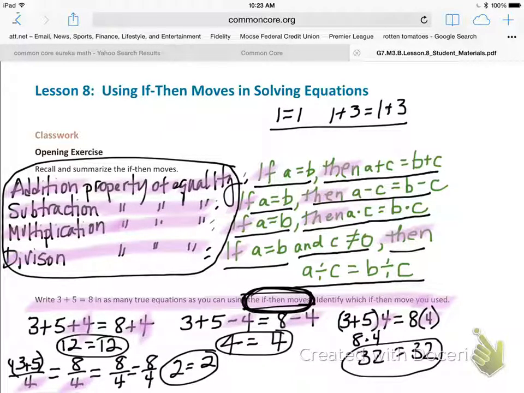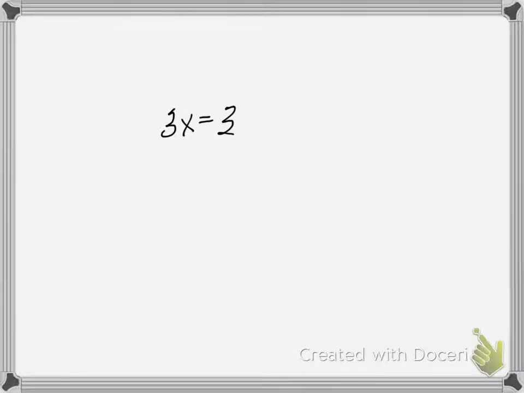Okay, so when we talk about the if-then moves, it simply means what you do to one side of an equation, you do to the other. If you do it to one side, then you do it to another. If-then. Let's take a look at an if-then move being used in solving equations.